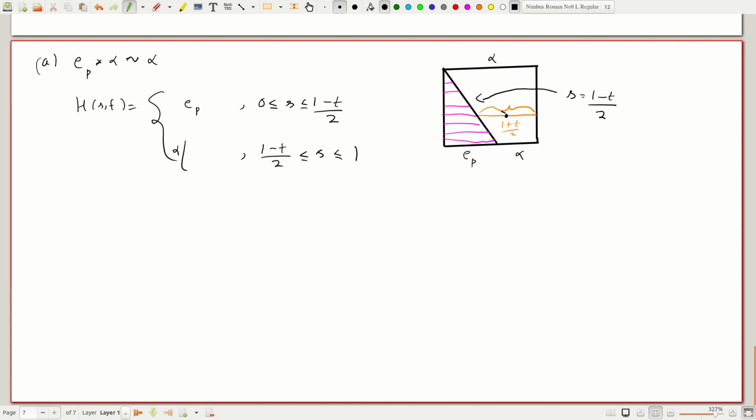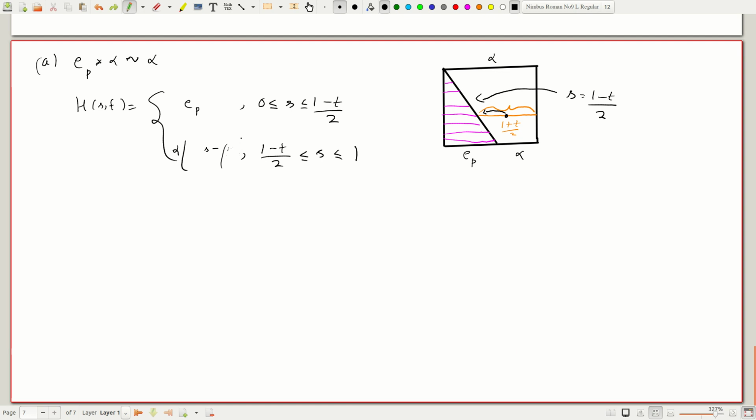First of all, like with our beta of 2s minus 1 that we had, we have to look at the distance between this point and this point. So what I look at is s minus this point, which is (1 minus t)/2.